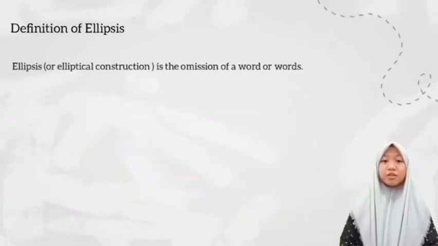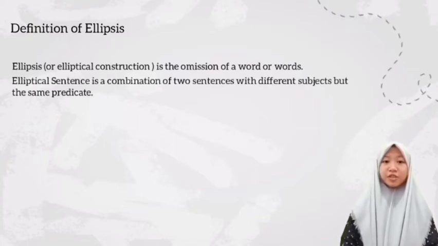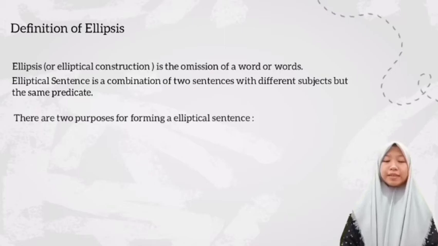Ellipsis, or also called elliptical construction, is the omission of a word or words. It refers to constructions in which words are left out of a sentence, but the sentence can still be understood. An elliptical sentence is a combination of two sentences with different subjects but have the same predicate, including the object and complement. The purpose of forming an elliptical sentence, there are two.